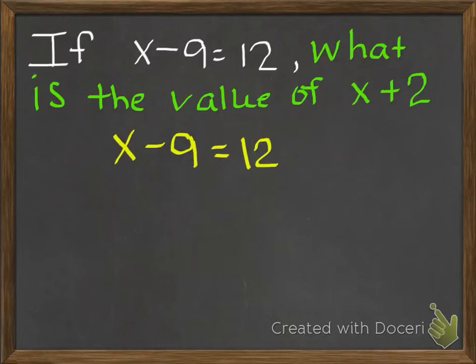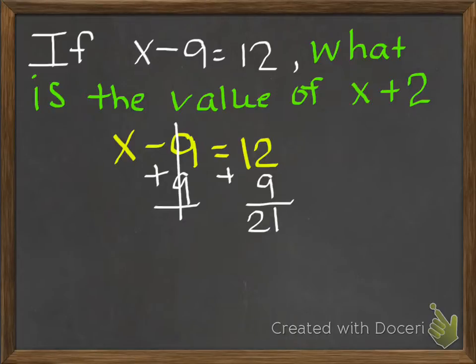So x is the variable. What's being done to the variable? 9 is being subtracted from it. So that means that you want to undo it by adding 9 to both sides. So that crosses out. 12 plus 9 should give you 21. So now that you know that x is equal to 21, you can solve the next problem.